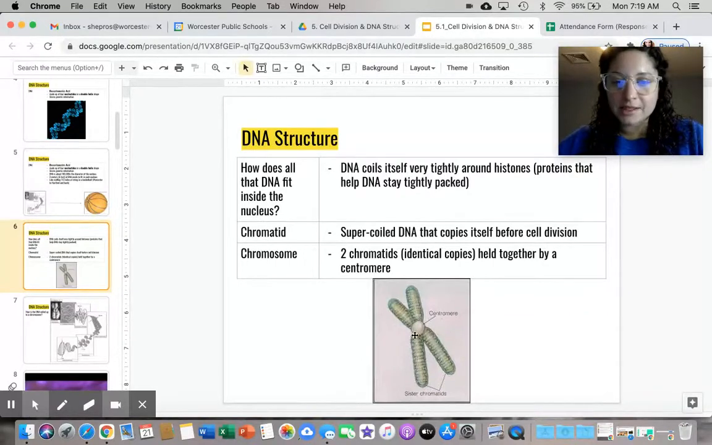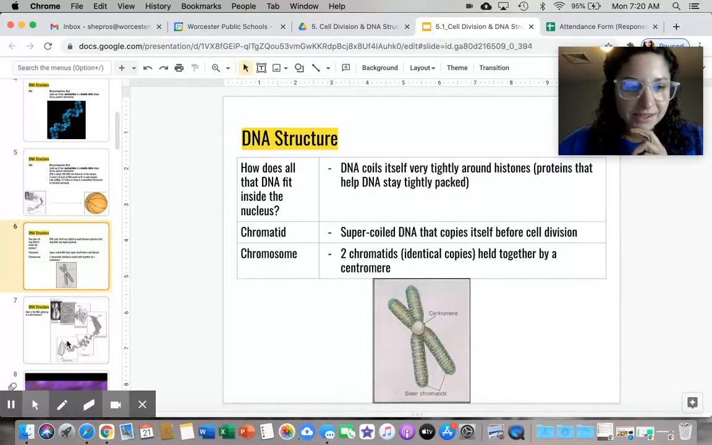However, this side right here would be a single chromatid, and this side over here would be your second chromatid. So to make a chromosome, you need two identical chromatids. This is identical to this right here. And these two chromatids are held together by what is called a centromere right here. And that's how we get that sort of X shape of the chromosome. It's not really an X, it's just two things held together.